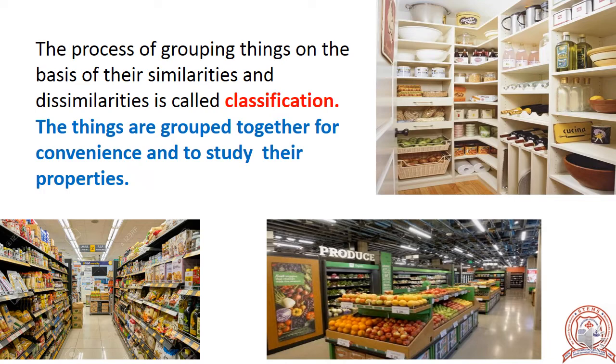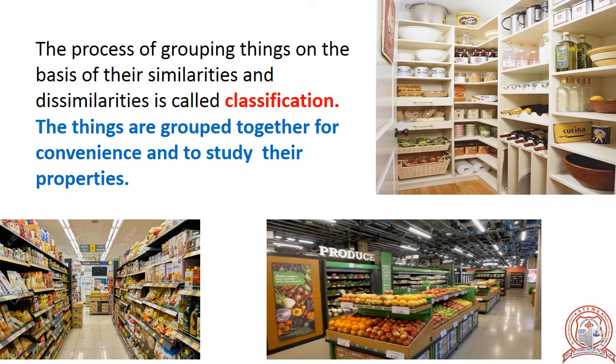Right? In our home, we arrange things on the basis of their similarities and dissimilarities. You have noticed that your mummy has arranged similar items like pulses in a section, masala in another section, and utensils on another side, right? We do not keep our clothes in the kitchen. Anybody keeping your clothes in the kitchen? No. We keep our clothes in our cupboard only.